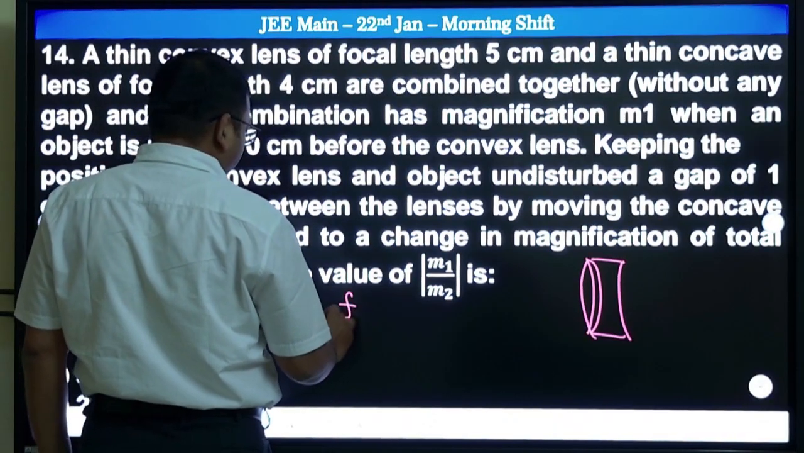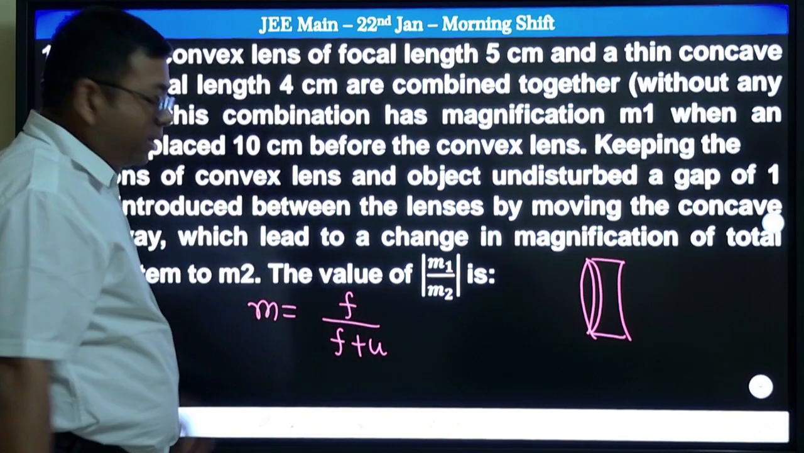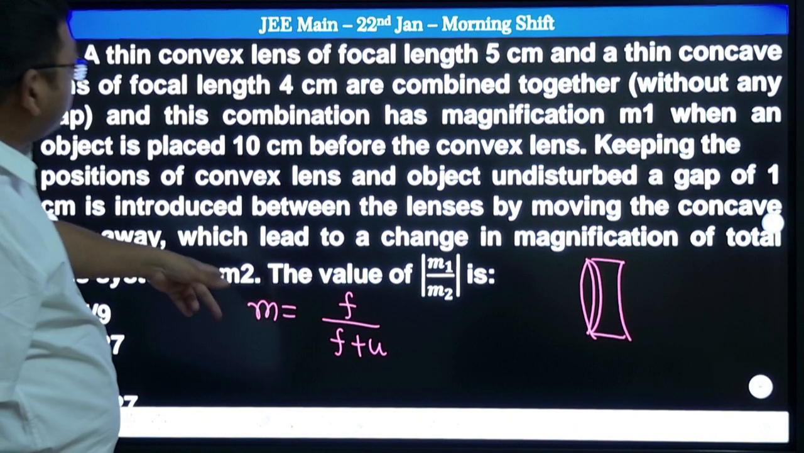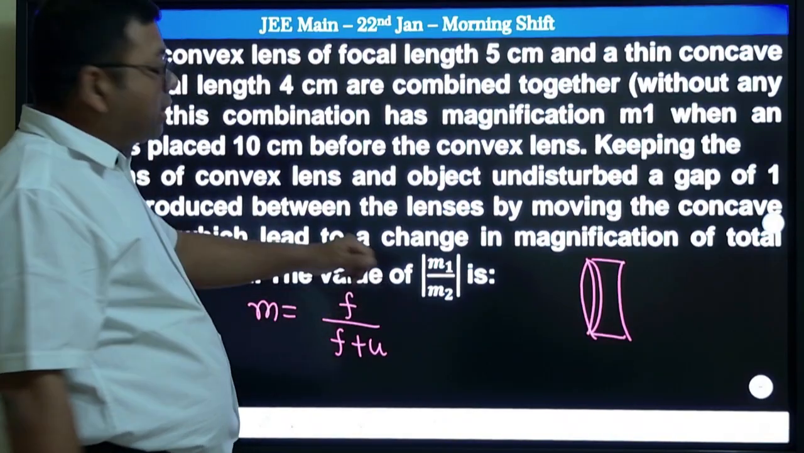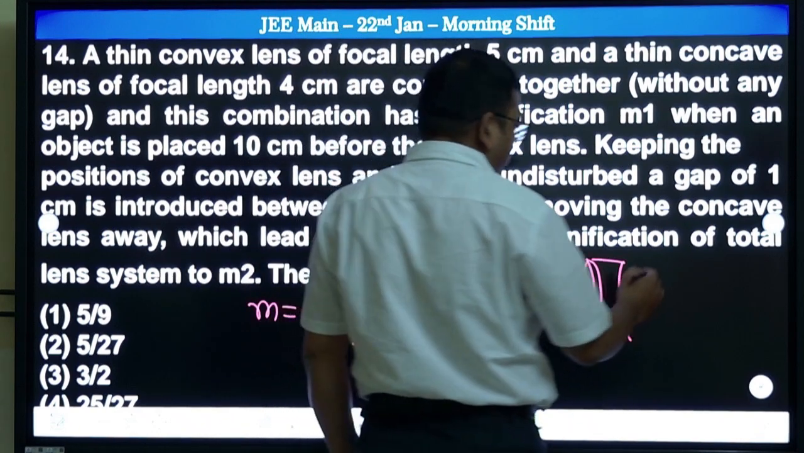Magnification, we have to first calculate the focal length, because the magnification formula is what? Magnification is f by f plus u. Can we use this for lenses? Better we can use that. So where is the object kept? 10 centimeters before. First you need to calculate the equivalent focal length of this combination.